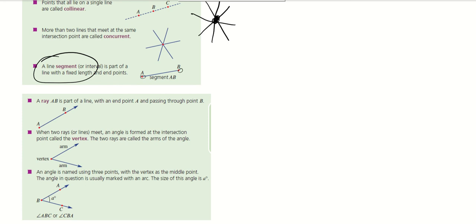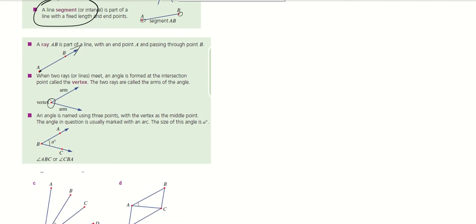A ray is much like a line, but it has one endpoint and then it goes on forever in another way. And it's again named by its points there, A and B. And then here, when two rays or lines meet, an angle is formed at the intersection called the vertex. So the vertex is like a corner, I suppose. Those vertexes are an important thing in angles because you can see this now makes an angle. You've got an arm and an arm, which is really a ray. Two rays put together create a vertex and an angle. And then the angle is named by its 3 points. So ABC or CBA. Now, the important thing here is that B is in the middle because it's the vertex. It must be in the middle.